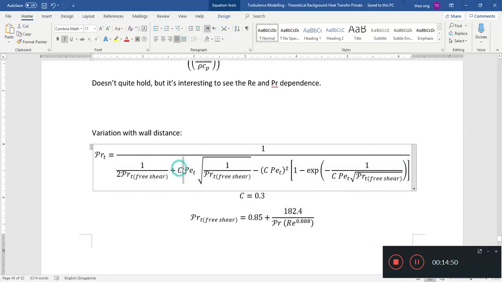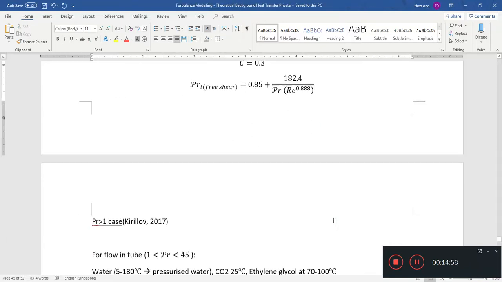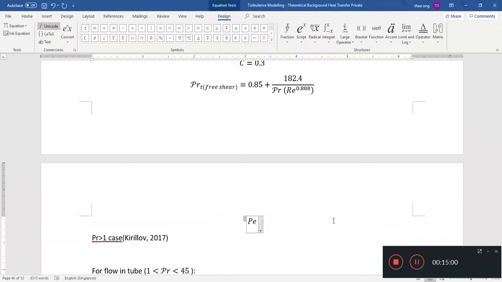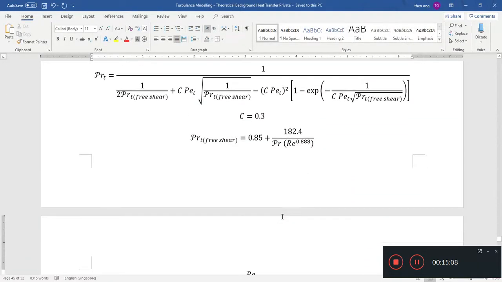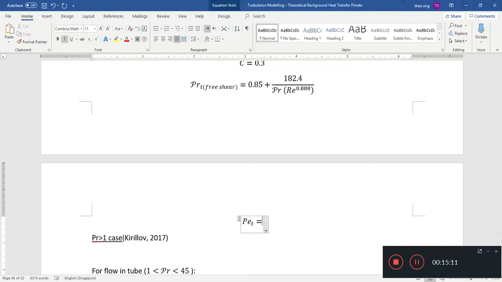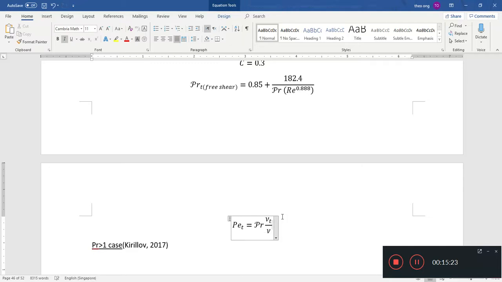When you see C here, it usually refers to a constant calibrated at 0.3, and you also see something that looks like the Peclet number. So here we see Pe_t as if it's some turbulent Peclet number, and that is equal to the Prandtl number times nu t divided by nu. So this is how this turbulent Peclet number comes about.